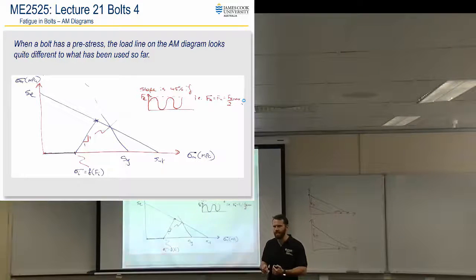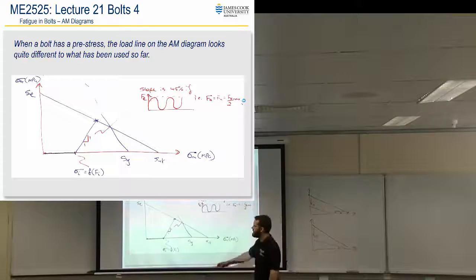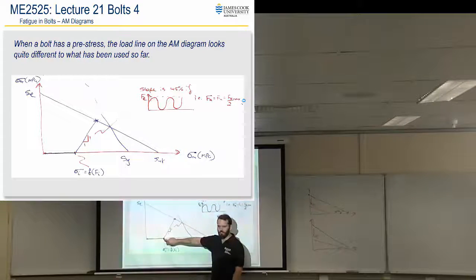If you don't have any applied load, that's effectively a static loading, so all sigma M, no sigma A, and we are at whatever point that is. So 90% of proof load, then that's that value of stress. Okay? That's actually the starting point of our load line as it goes up, as it's drawn here.